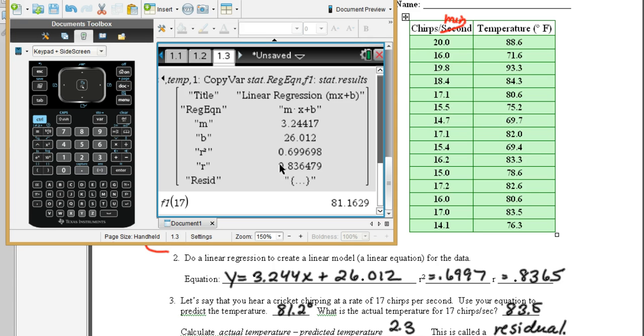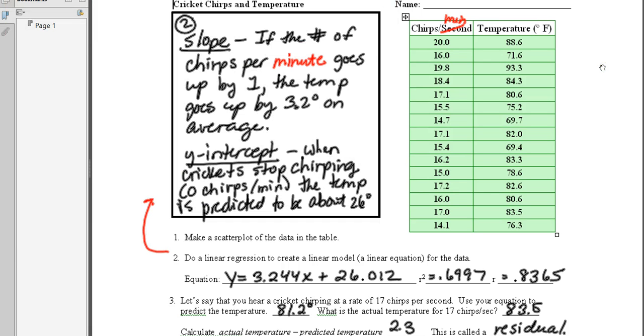Now the second question says to interpret the slope and the Y-intercept. And so I'm going to look at that for a second here. The slope would be interpreted: if the number of chirps per minute goes up by 1, the temperature goes up by 3.2 degrees on average. For every 1 chirp increase, we expect the temperature to increase by about 3.244 degrees. So it seems like a chirp is associated with about a 3.2 increase in temperature.